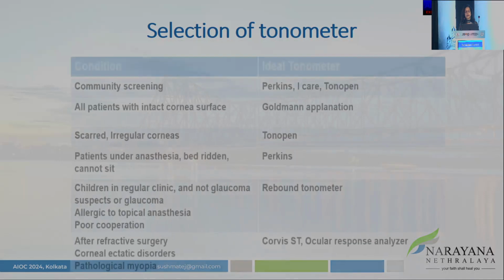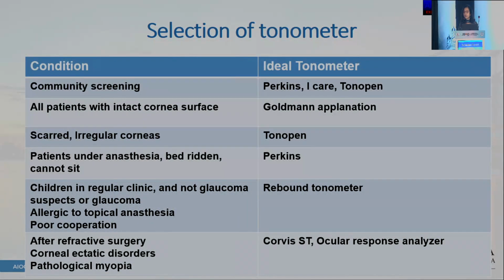So basically, to select the tonometer for which patient, I would say for community screening, the Perkins, iCare and Tono-Pen fare better. All patients with intact corneal surface and who are able to sit at the slit lamp, Goldmann applanation tonometry for sure. For scarred and irregular corneas, you can use Tono-Pen. For patients under anesthesia or patients who cannot sit, or children, you can use Perkins.